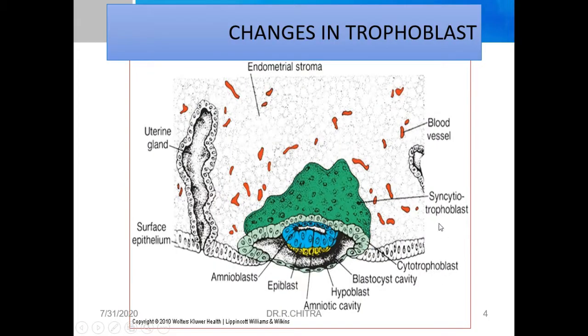So this is the second week of development of the human embryo. You can see the two-layered germ disc, epiblast and hypoblast, tall columnar cells, epiblast, and the flat cells, hypoblast. Still the cavities have not formed properly, amniotic cavity and the yolk sac have not formed in this. The trophoblasts have formed. So this is the cytotrophoblast and this is the syncytiotrophoblast.